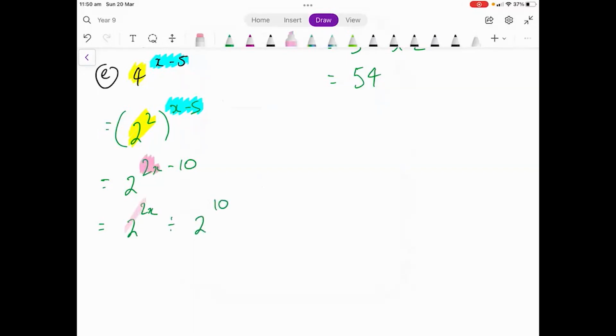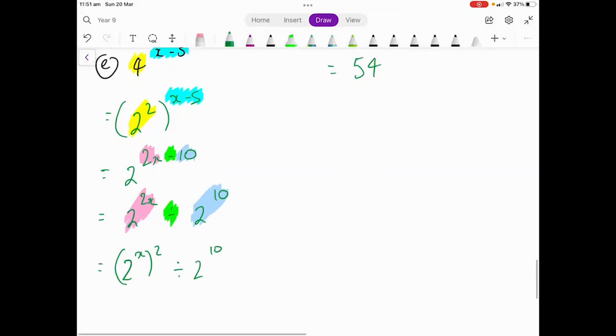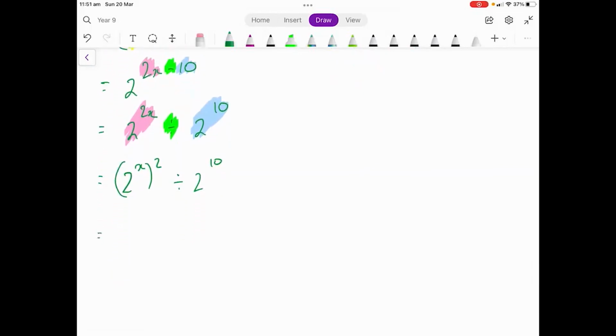So that's 2 to the power of 2x divided by 2 to the power of 10. 2 to the power of 10 is fine. I just need to fix 2 to the power of 2x. So I can write that as 2 to the power of x, all squared, divided by 2 to the power of 10. Almost done. I can replace 2 to the power of x with 3. I leave everything else the same. That becomes 3 squared divided by 2 to the power of 10, which is 9 over 2 to the power of 10, or 9 over 1024.